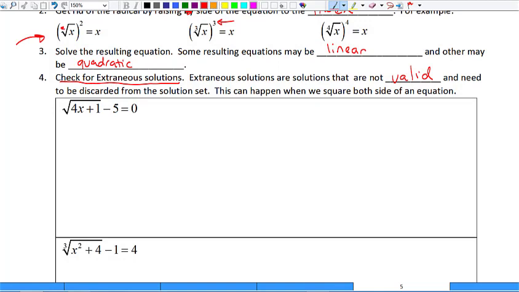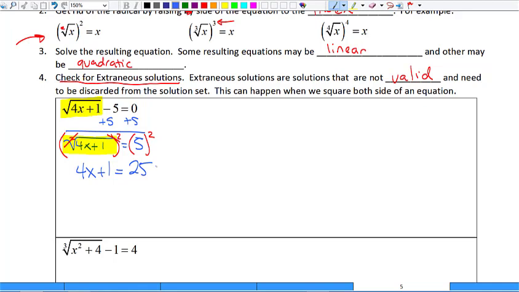On our problem, step 1: is this radical all by itself? No, it's not. This minus 5 needs to be on the other side. So I'm going to add 5 to both sides so that the square root of 4x plus 1 is equal to 5. And now my radical is all by itself. Step 2, raise both sides to the index. This little index is a 2, so I'm going to square both sides. The square and the square root undo each other, and I'm just left with 4x plus 1. That was kind of the whole point, right? On the other side, 5 squared is 25.